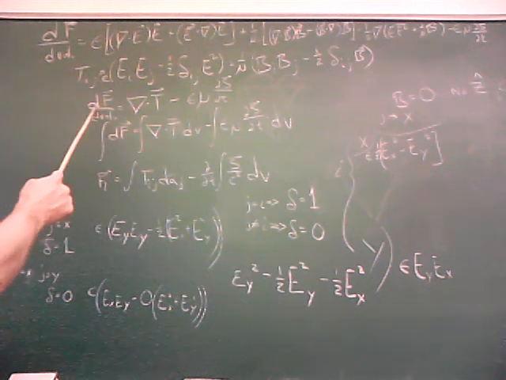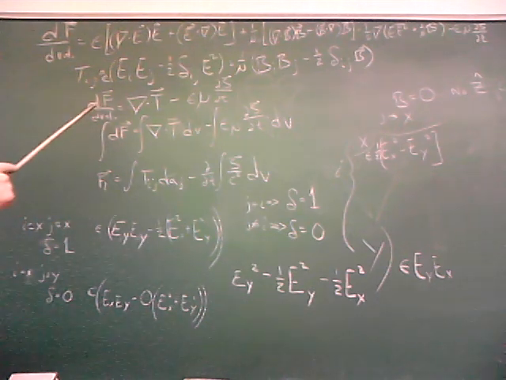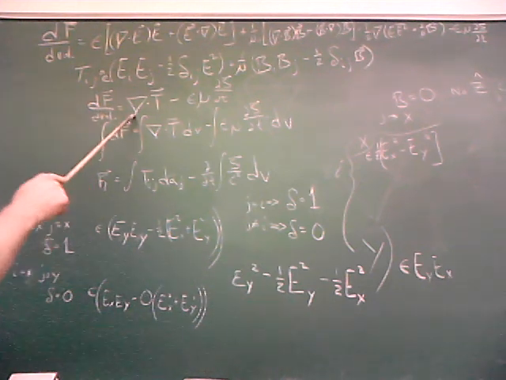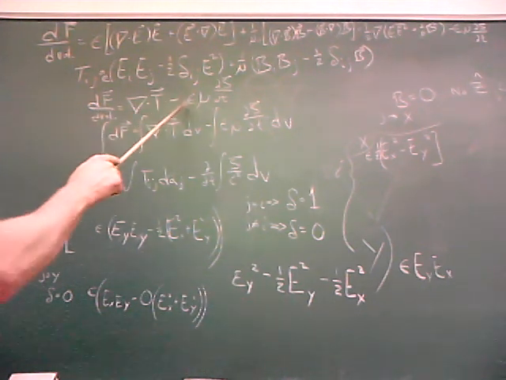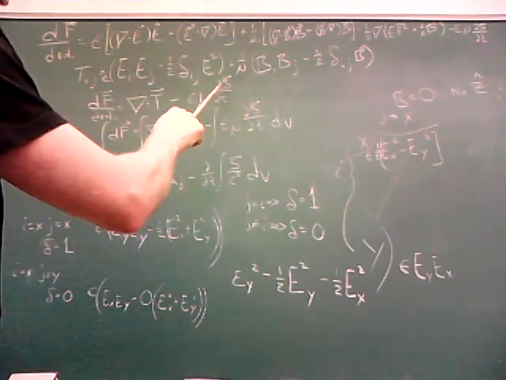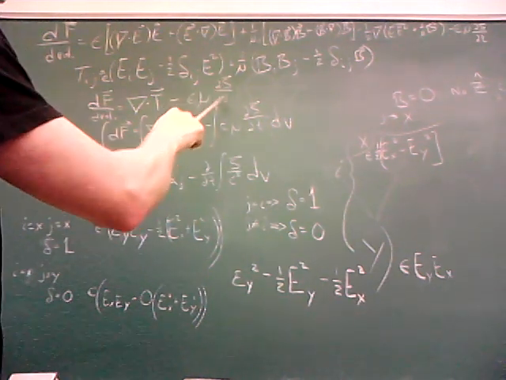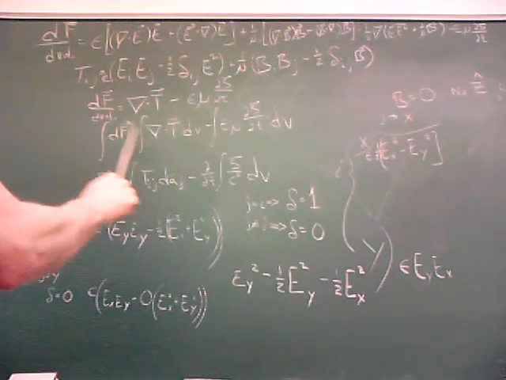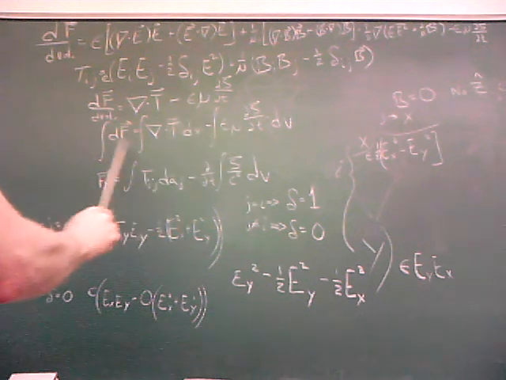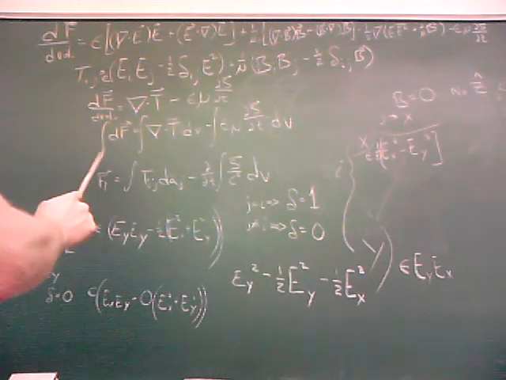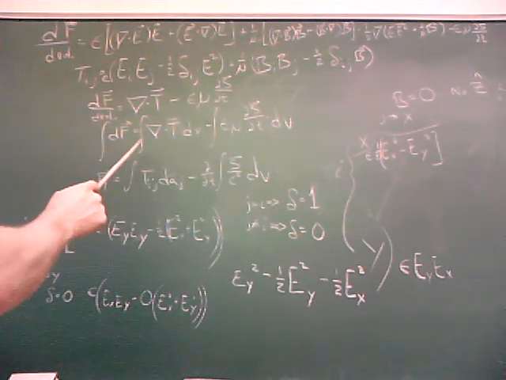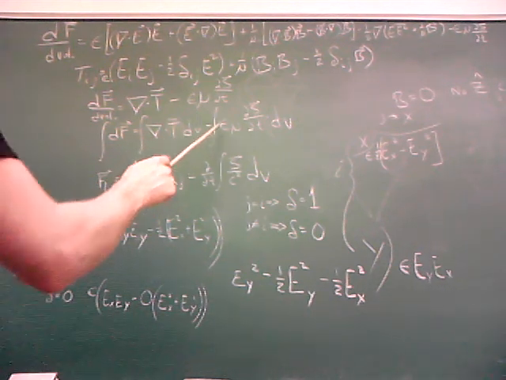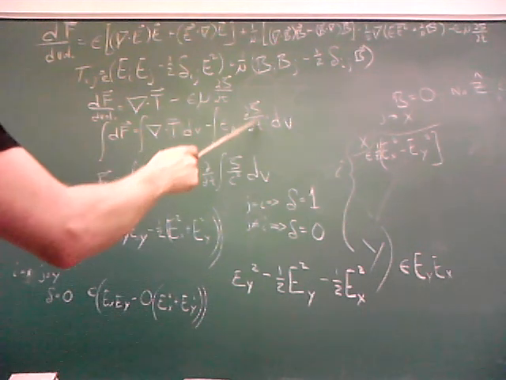When we do that, we say that the derivative of force with respect to volume is equal to del dot T minus epsilon mu times the change of Poynting vector with respect to time. We multiply both sides by dV, and it cancels on the far left. And we take the integral. Integral dF equals integral of del dot T dV minus epsilon mu, the change of Poynting vector with respect to time, times dV.